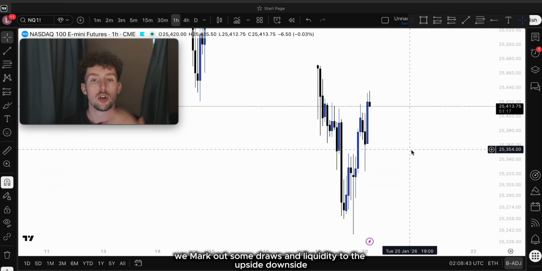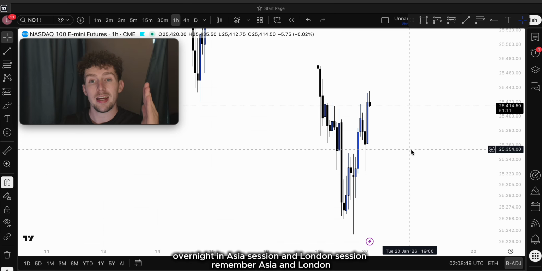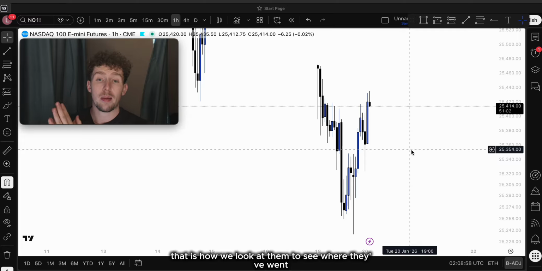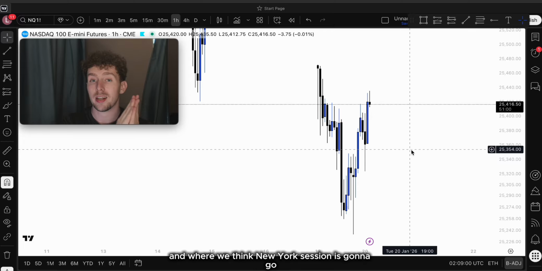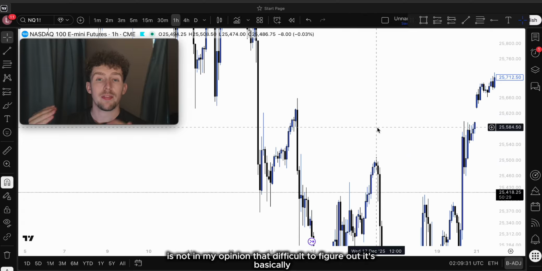We mark out some draws on liquidity to the upside and downside, and then we see where price has been overnight in the Asia session and London session. Remember, Asia and London are the two sessions before New York. That is how we look at where they've gone and where we think New York session is going to go. Daily bias is not, in my opinion, that difficult to figure out.